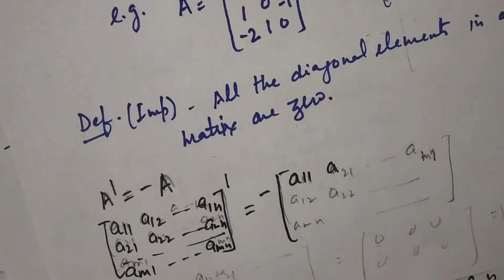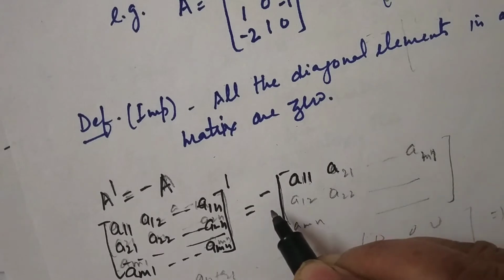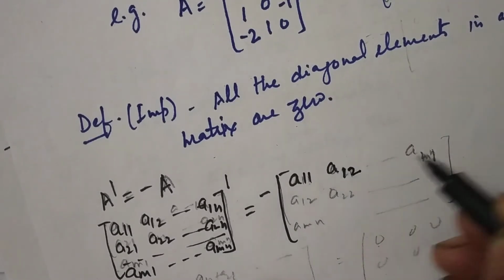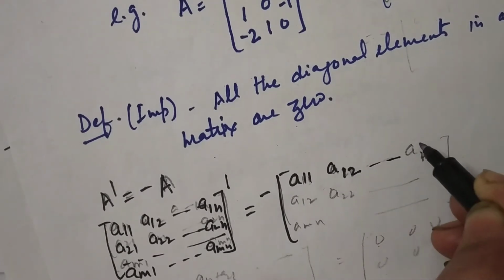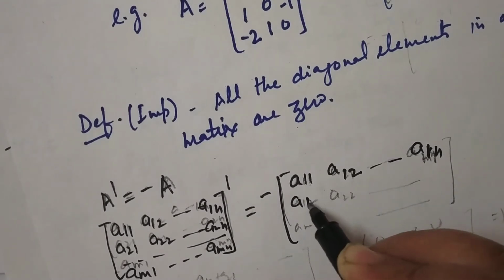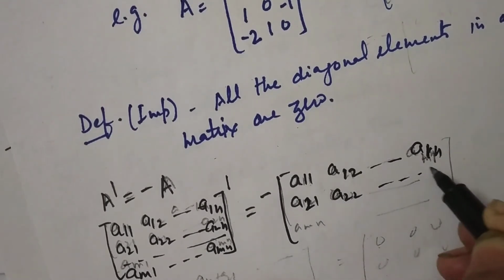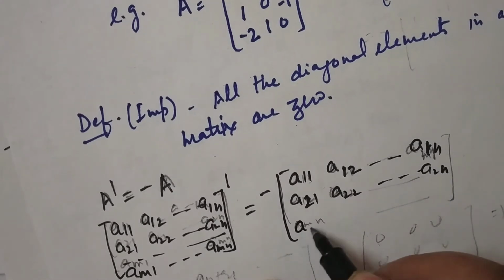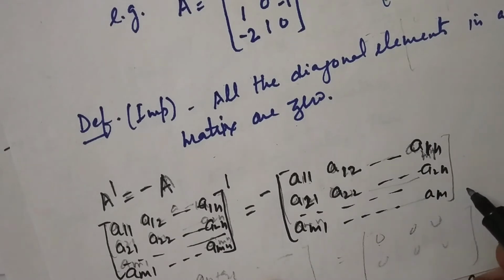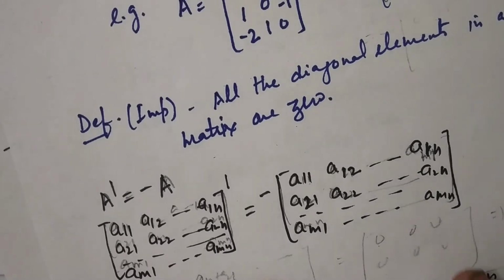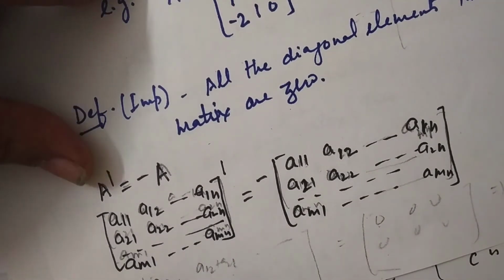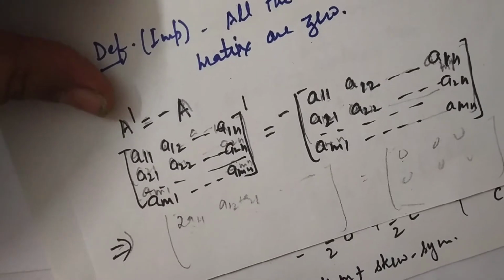Its transpose I have to find, and minus of a11, a12 up to a1n, a21, a22 up to a2n, and so on, am1 up to amn. Now let us find the transpose. When I find the transpose here, what do I get?